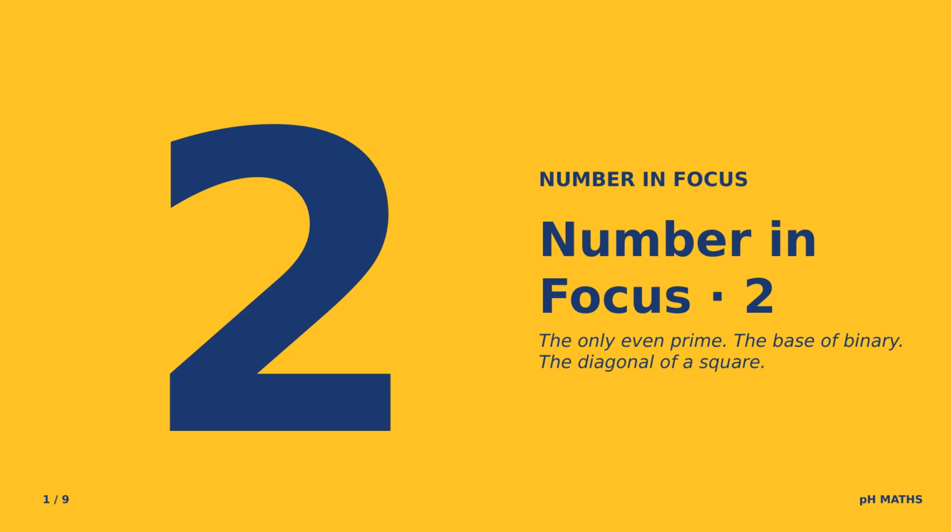Number in focus: 2. 2 is the only even prime, the base of binary, and the number that powers half the shortcuts in your exams. By the end of this video, you'll have the powers of 2 memorized. You'll know the surd it generates, and you'll be able to spot the doubling and halving pattern that quietly speeds up most mental arithmetic on the calculator paper.